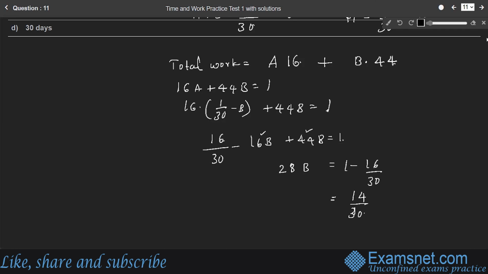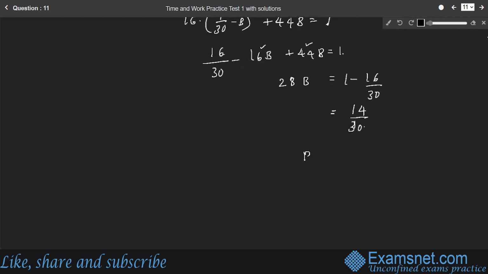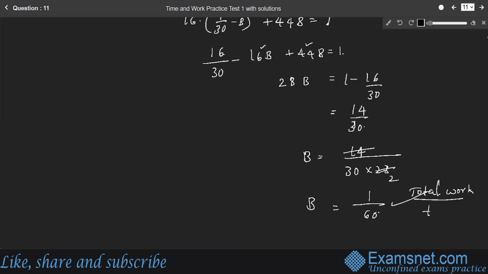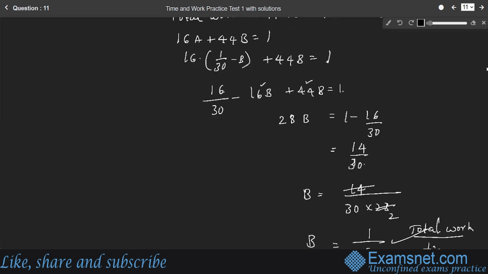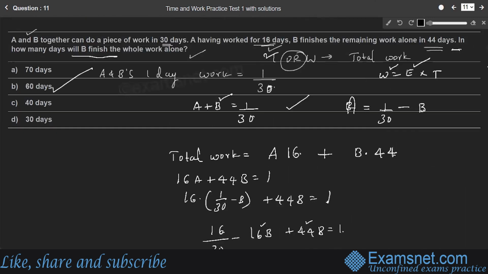So B is equal to 14 by 30 into 28. 14 into 2 is 28. So we have B as 1 by 60, since 1 is the total work here. So 60 is the time taken by B. So B takes 60 days of time. So in 60 days, B will finish the whole work, right?